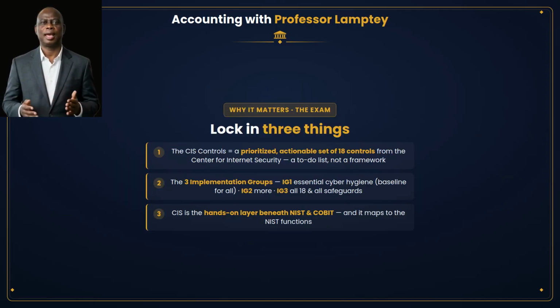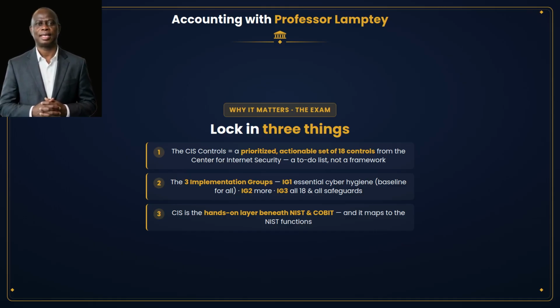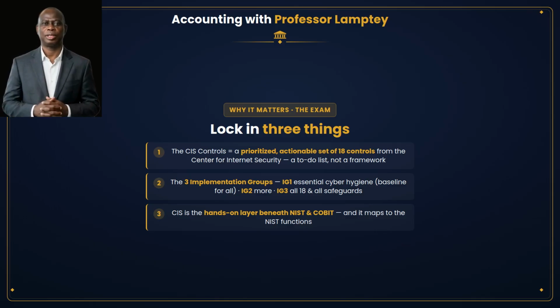For the exam, lock in 3 things. 1. The CIS Critical Security Controls are a prioritized, actionable set of 18 controls from the Center for Internet Security, a to-do list, not a framework. 2. The big one, the 3 implementation groups. IG1 is essential cyber hygiene and the baseline for everyone. IG2 adds more, and IG3 is all 18 controls and all safeguards. 3. CIS is the hands-on layer beneath frameworks like NIST and COBIT, and it maps to the NIST functions. Get those and you understand not just what good security looks like, but exactly where any organization should begin.